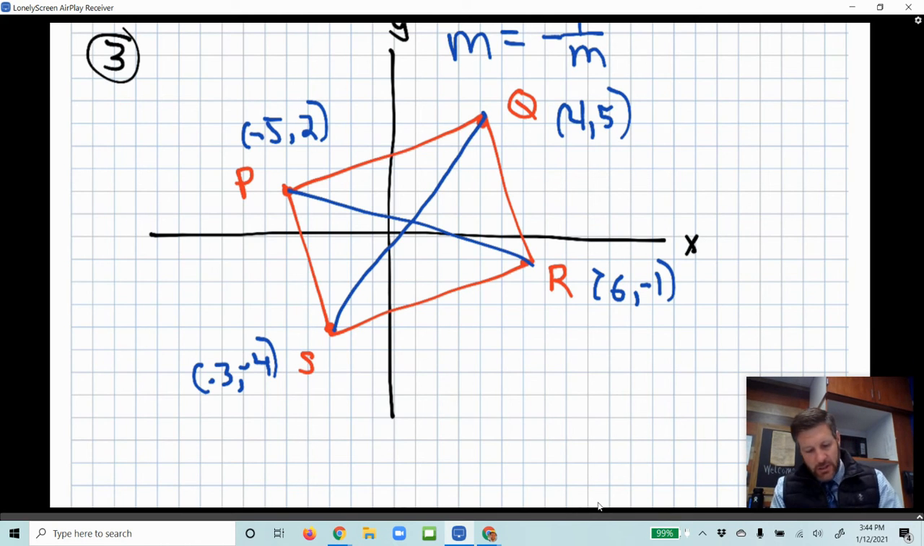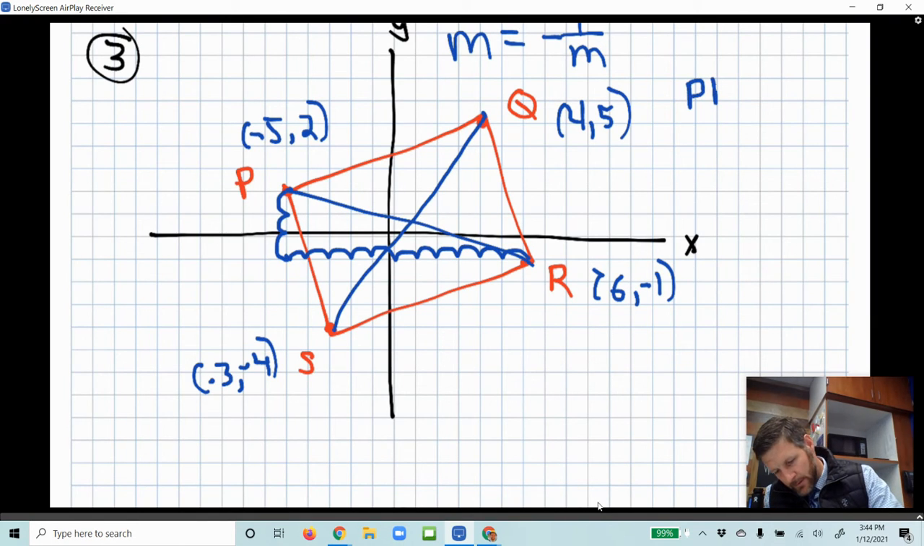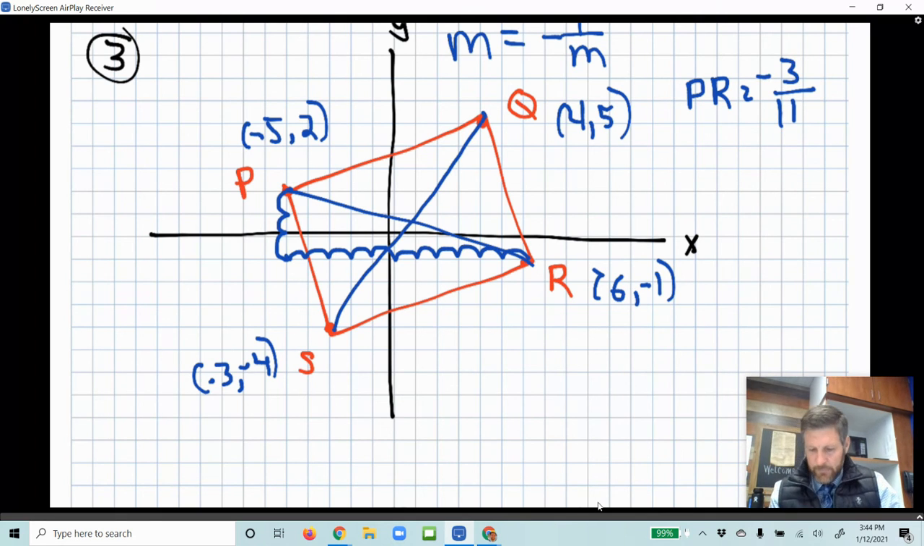So let's check the slopes. I could do it by subtracting the x's and the y's. Since it's graphed, I'm just going to count it out. So let's do PR. To get from P to R, I have to go down 1, 2, 3, and I'm going to run 1, 2, 3, 4, 5, 6, 7, 8, 9, 10, 11. So PR is negative 3 over 11. Alrighty, so that means for it to be perpendicular, my other slope would have to be positive 11 over 3.